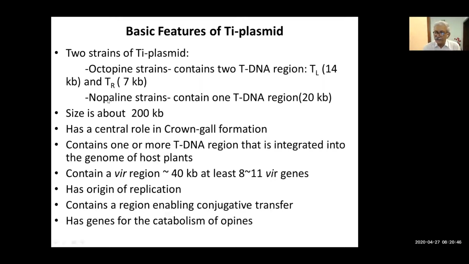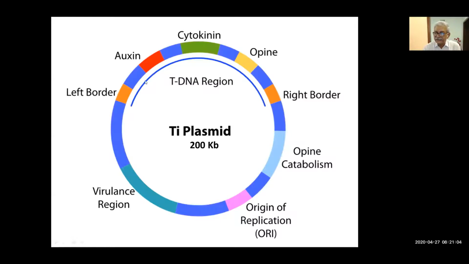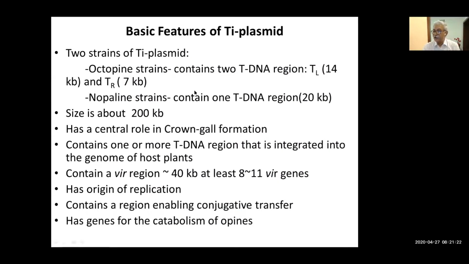The octopine strains have a Ti plasmid which is 200 kilobase big, but what it does is produce 2 different tDNAs. The diagram that I was showing you was producing a single tDNA. So this is a nopaline type of Agrobacterium strain that has this plasmid. This is called the nopaline type Ti plasmid. The octopine type has 2 different tDNAs. It means that it has 2 different left borders and 2 different right borders.